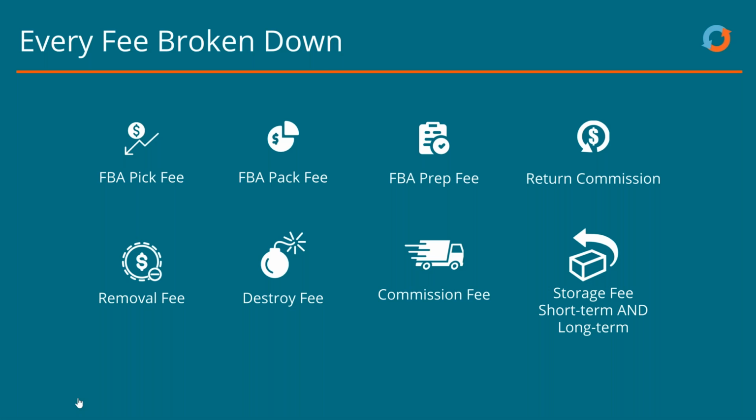Yeah, so these are just what I was referring to, all the different fees that are broken down in our platform, but you should be breaking them down. If you want to do them manually, you can. We do this across every channel, across your entire business. There are FBA fees, your pack fee, your prep fee, meaning going to Amazon, either if you're labeling or not labeling. You have your return commission fee that Amazon takes, along with the removal fee and destroy fee. All these fees you need to actually be looking at when you're looking at your true profit per SKU.